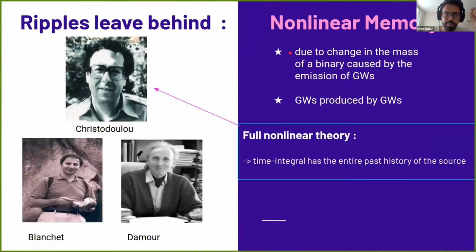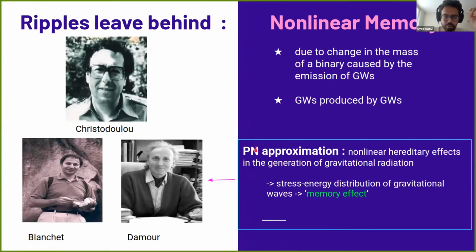Similarly, gravitational wave memory was studied in a nonlinear form, originally by Christodoulou in the full nonlinear theory. It was studied as a time integral of the entire past history of the source. Then in the post-Newtonian approximation, it was studied by Damour and Blanchet. They studied it as the stress energy distribution of gravitational waves. So here the basic idea is that nonlinear memory comes from the change in the mass of the binary caused by the emission of gravitational waves. When you take the T mu nu of the gravitational waves itself and plug it into the Einstein field equations, you get the nonlinear memory term.